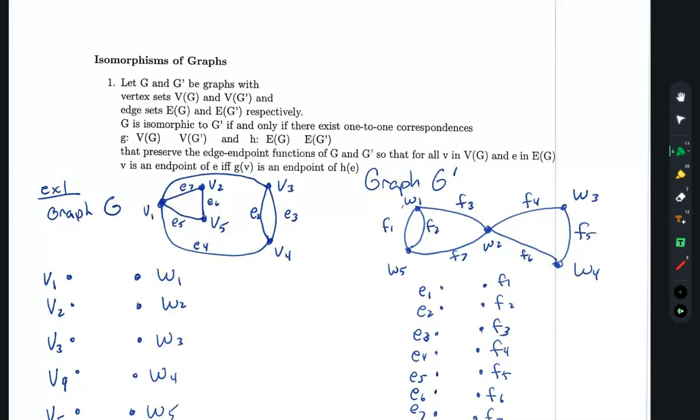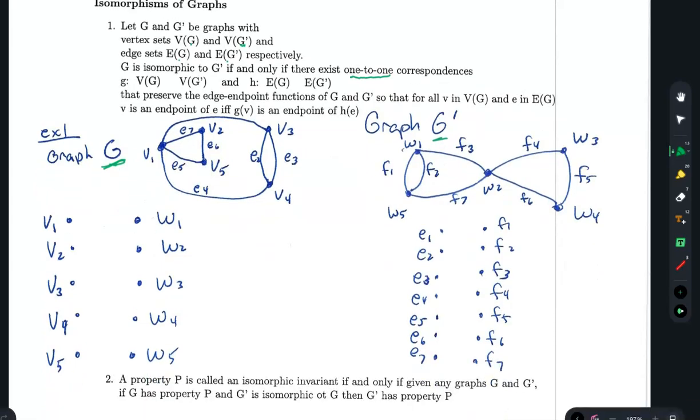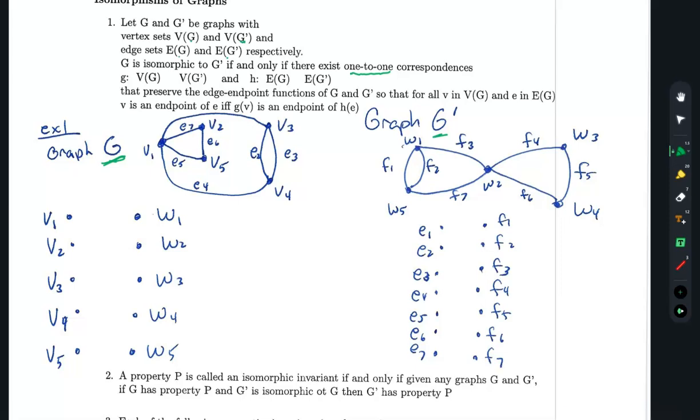Isomorphisms. An isomorphism is when there is a one-to-one correspondence between the vertices of the two graphs G and G prime, and there's a one-to-one correspondence between the edges of the two graphs G and G prime. So if this is graph G and this is G prime, what we want to do is show that the vertices on graph G can be mapped to the different vertices here in the W's. So let's take a look.